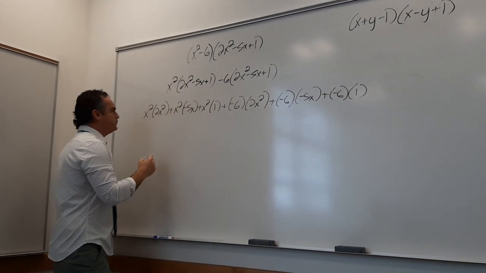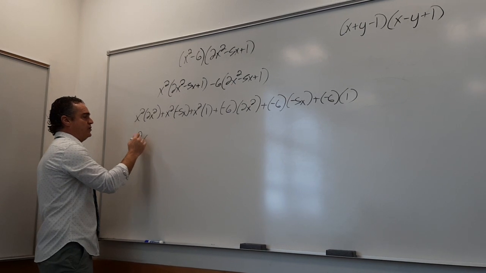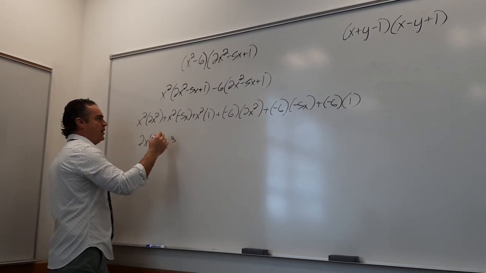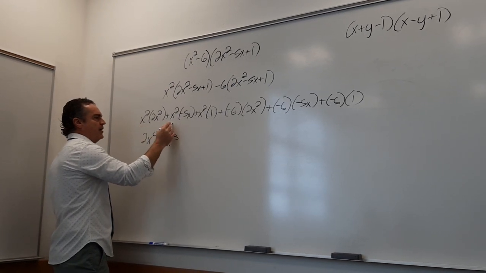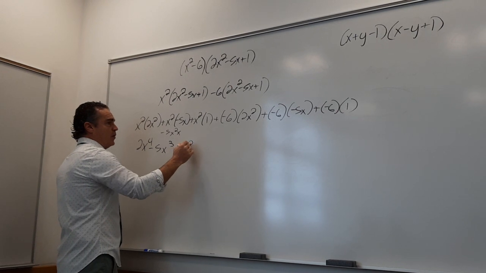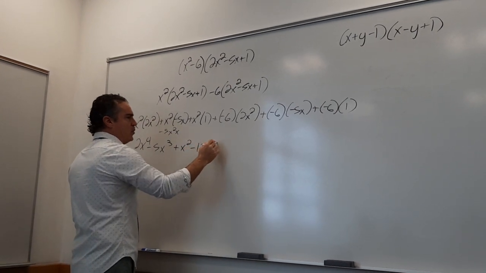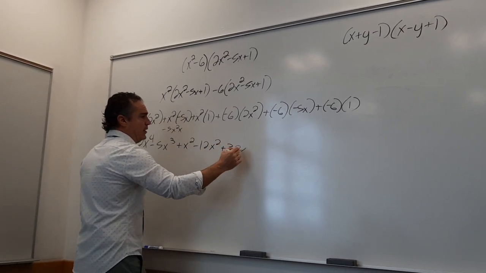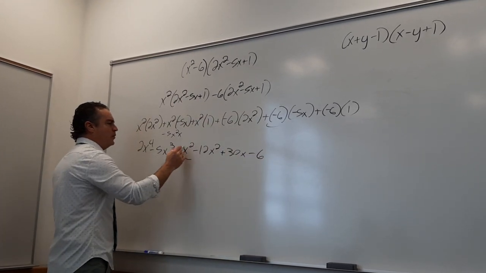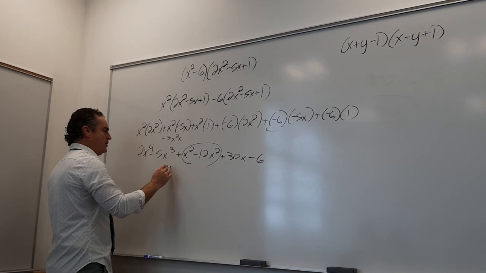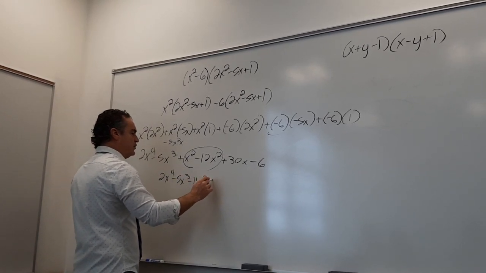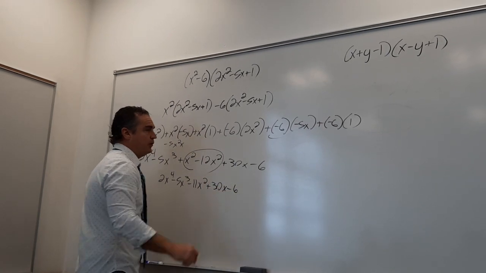In the end here, I get 2x to the 4th minus 5x to the 3rd. And again, you can rearrange these. If it helps you to say negative 5 and x squared x, you can do that before you bring the answer down. Plus x squared, you're going to have minus 12x squared plus 30x. That's these right here. And then the last one is minus 6. The only terms that combined were these two. And you end up with 2x to the 4th minus 5x to the 3rd, minus 11x squared plus 30x and minus 6.